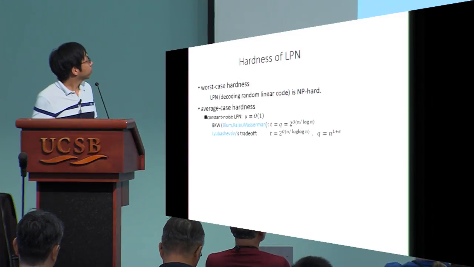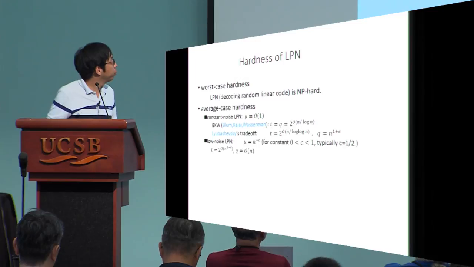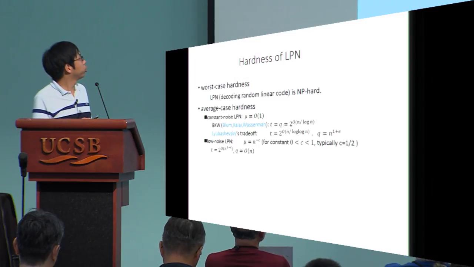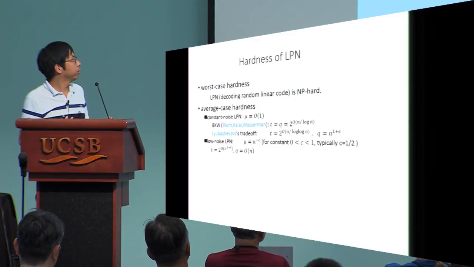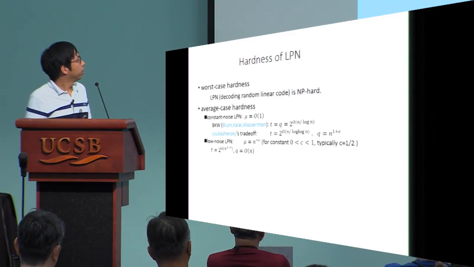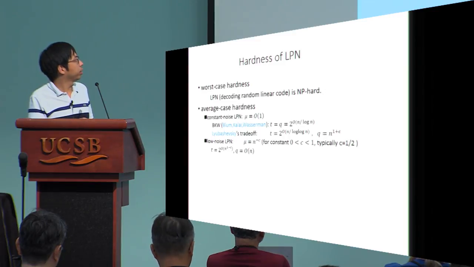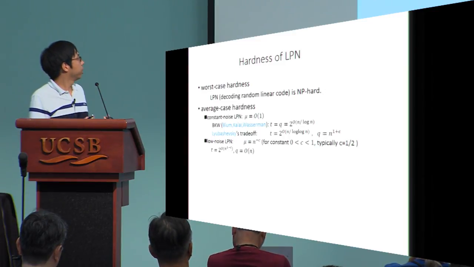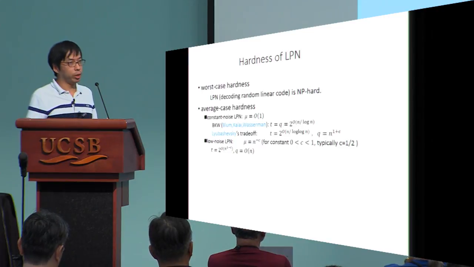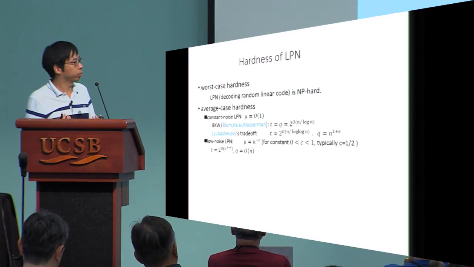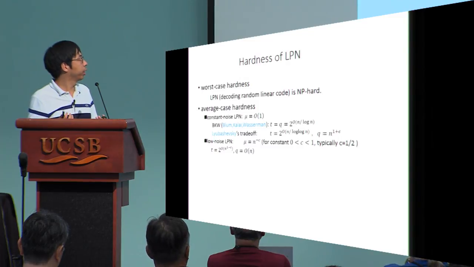Okay, and for PKE, we will need a stronger assumption. Here, the noise rate is also a function of n. So the noise rate will decrease when n increases. In this case, mu is n to the minus some constant, and typically this constant is a half. The time complexity is sub-exponential, and we only need this low noise LPN to be secure against a linear number of samples to construct public key encryption schemes.